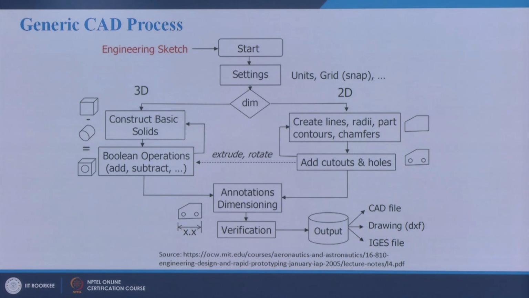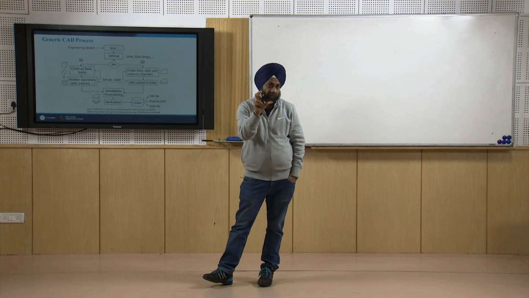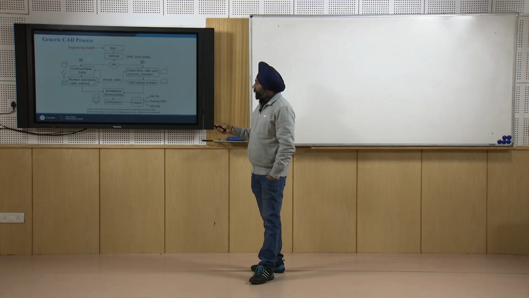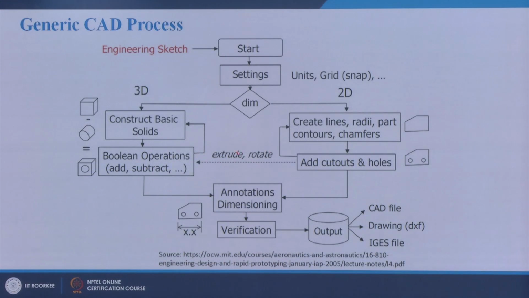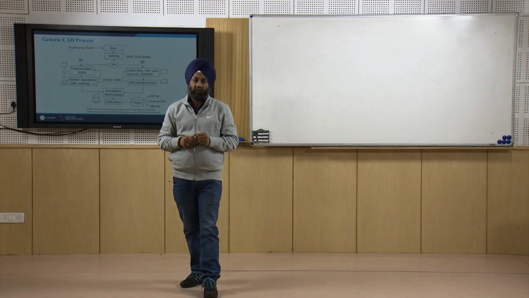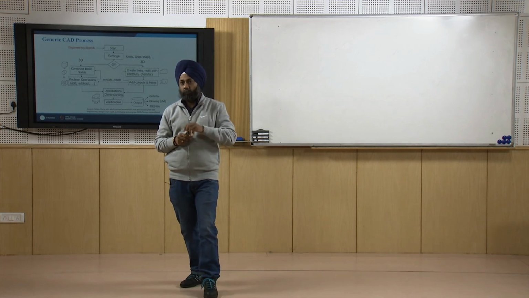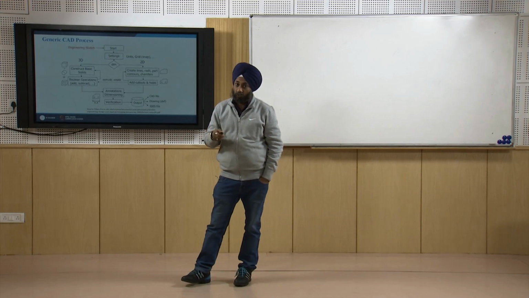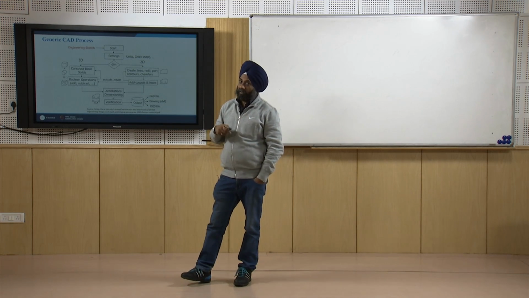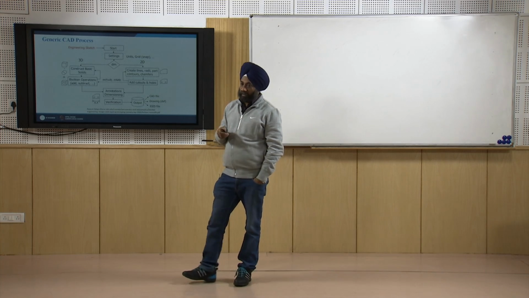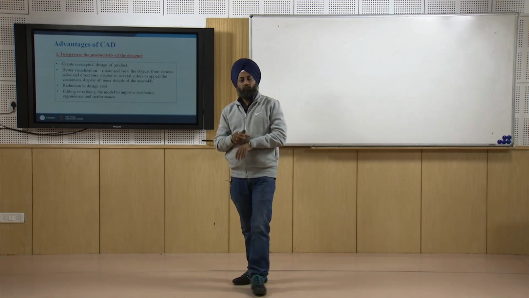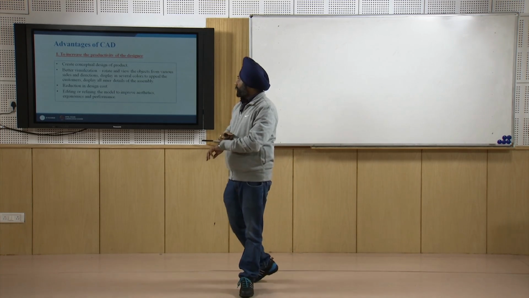There are a number of operations which can help you to get the exact shape of the product that you want to make. Here you can see there are commands given, extrude, rotate. You can use these commands in any standard CAD software to generate the exact shape of the product that you are trying to design. So CAD has a lot of capabilities these days and is a very helpful tool for designers. Now let us conclude with the advantages of using CAD.